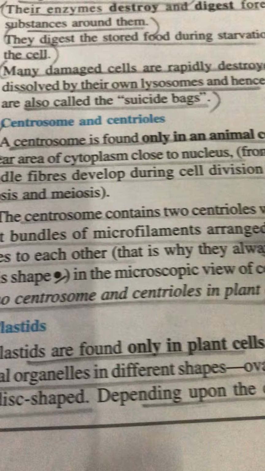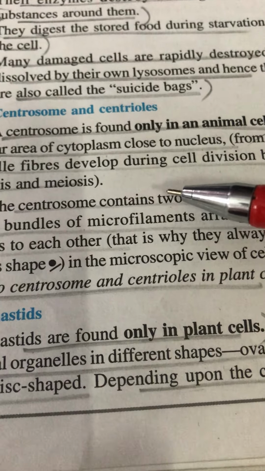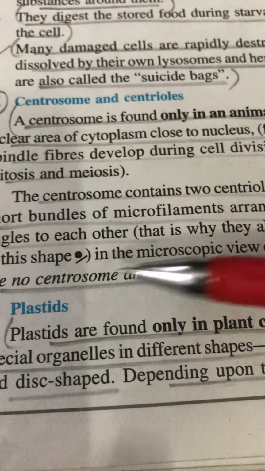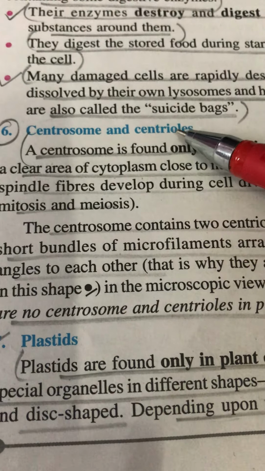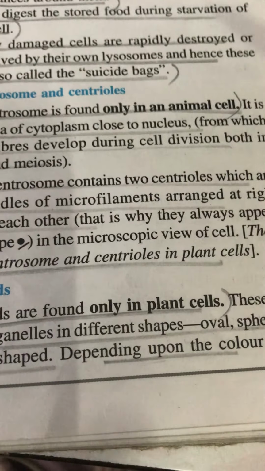This centrosome helps to initiate and regulate cell division. So the centrosome's main function is to start the cell division and then to regulate or control its rate, and the centrosome only consists of centrioles. So the function of centrosome and centriole both is to initiate and to regulate cell division.